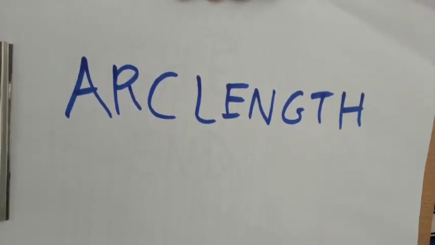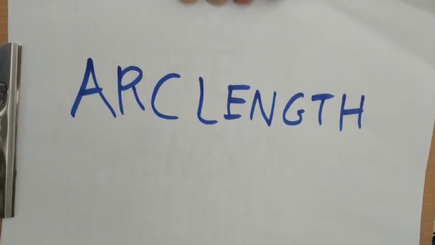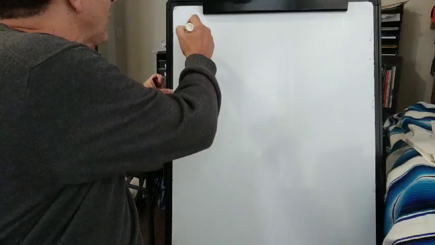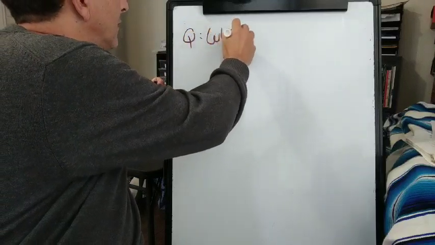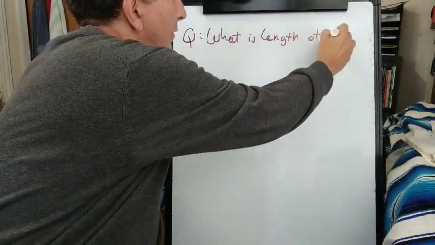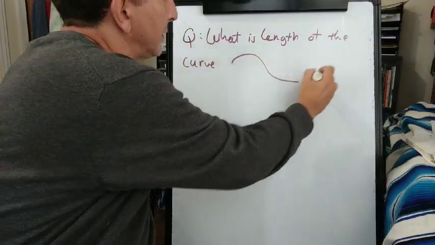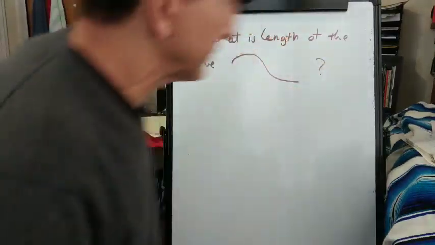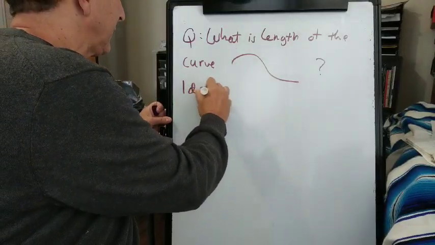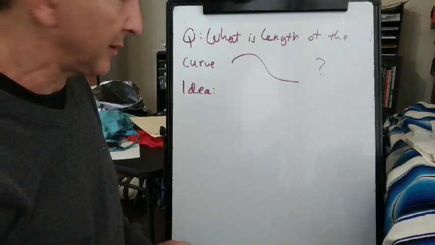So far we've used integrals to compute areas and volumes, and it turns out that we can use them to compute lengths of curves also. So the idea is that we want to know what is the length of the curve. Let's say we have a curve here. And the idea is that we're going to draw line segments to approximate the curve.